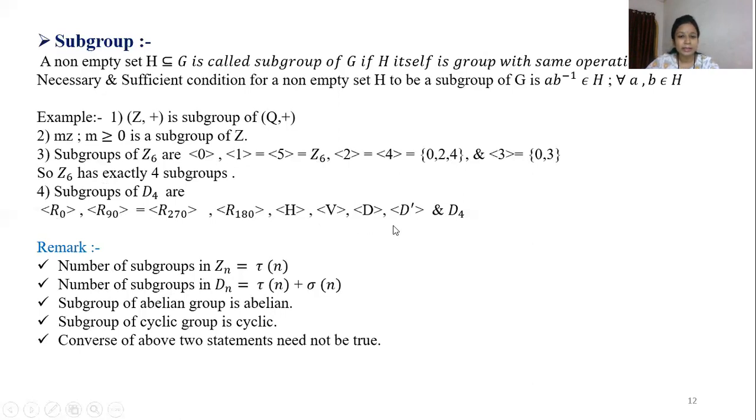One is the identity and another is D4. These two subgroups always exist for any group. Now, generated by R90, generated by R270, it gives the subgroup R0, R90, R180, R270. Why is this so? Because the first element generated by R90 is nothing but R90.